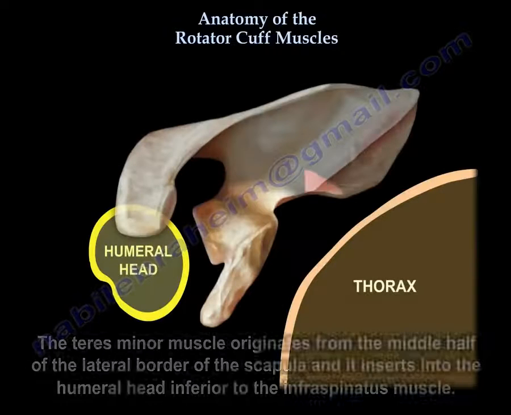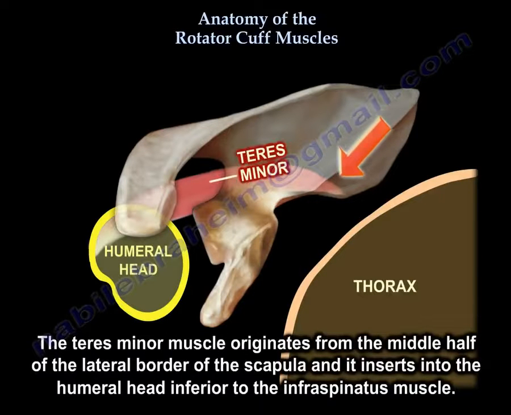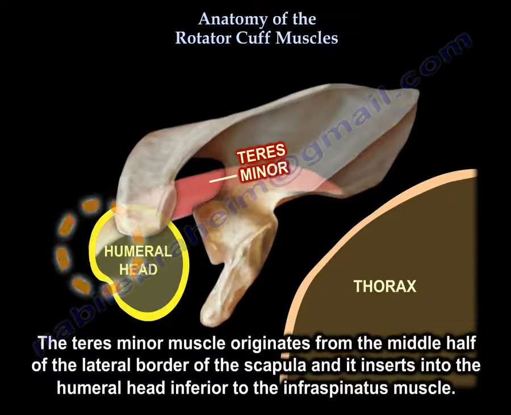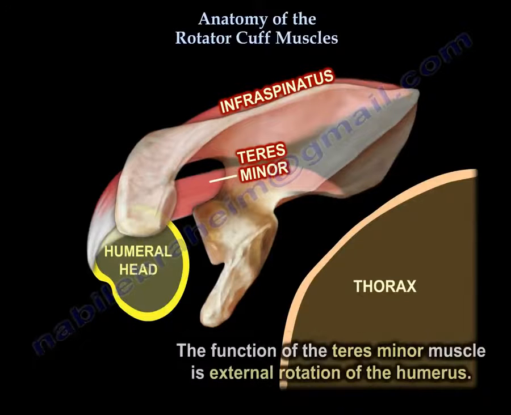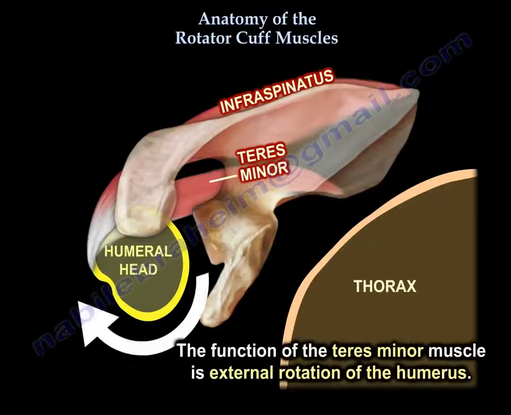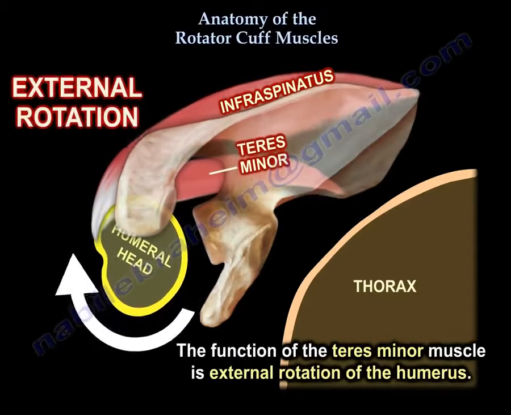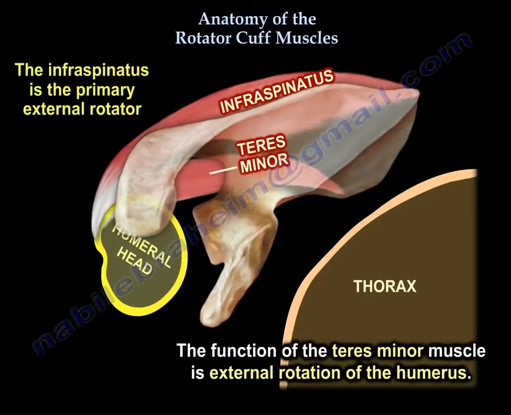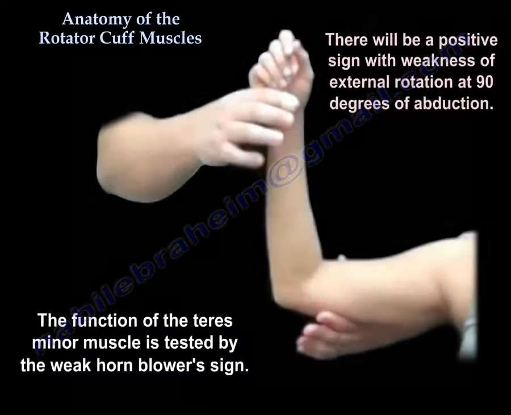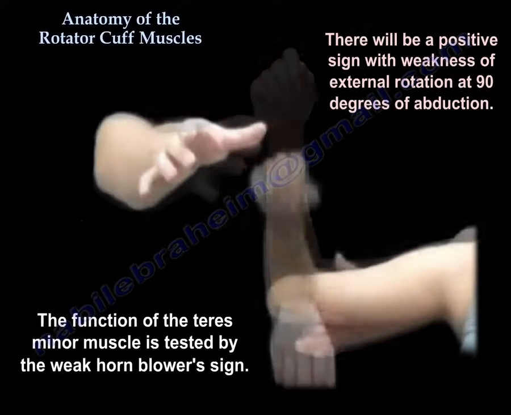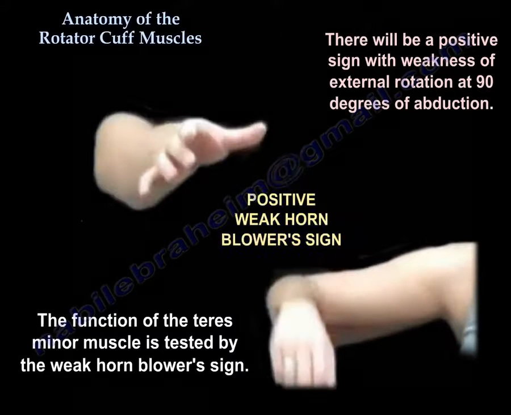How about the teres minor? It originates from the middle half of the lateral border of the scapula and it inserts inferior to the infraspinatus. So what do you think the function will be? It will be external rotation of the humerus. And it is tested by the weak hornblower sign, which is weakness of external rotation at 90 degrees of abduction.